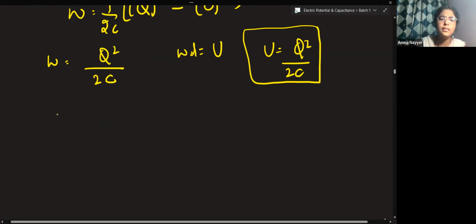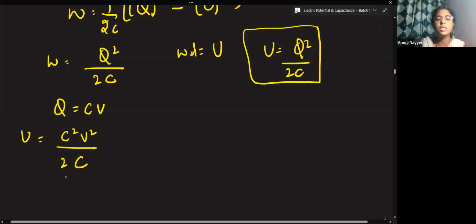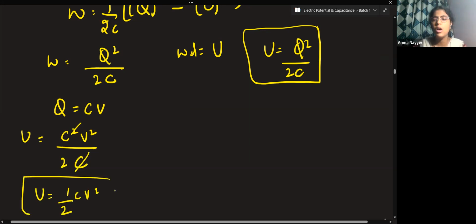So just replace it. If you replace Q is equal to CV in this formula, you get C square V square instead of Q square, divided by 2C. C gets cancelled, and energy becomes half CV square. This is an important relation. All these three are important, but half CV square is mostly used in circuits.